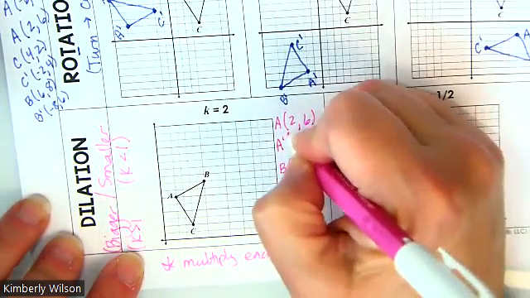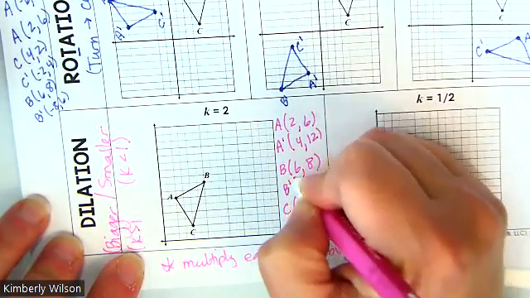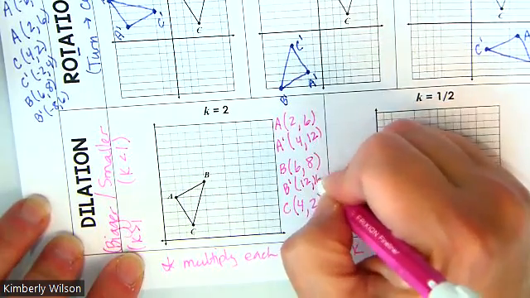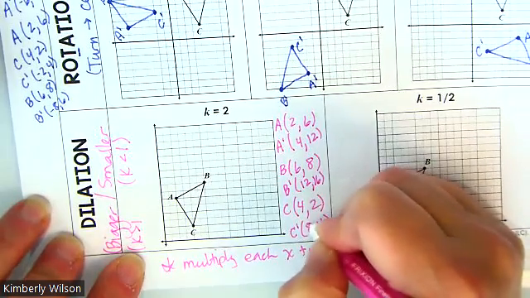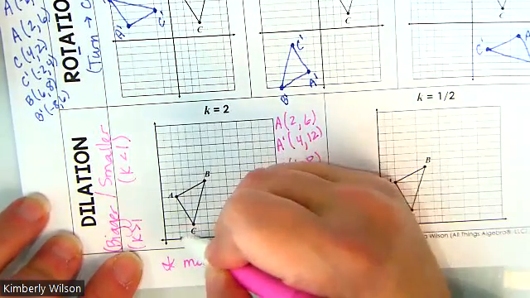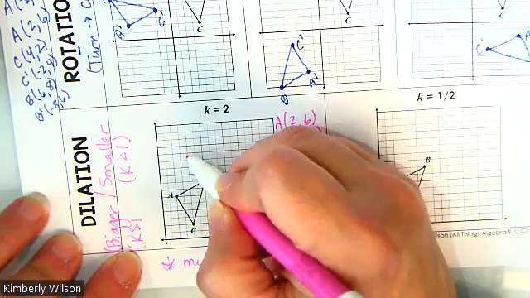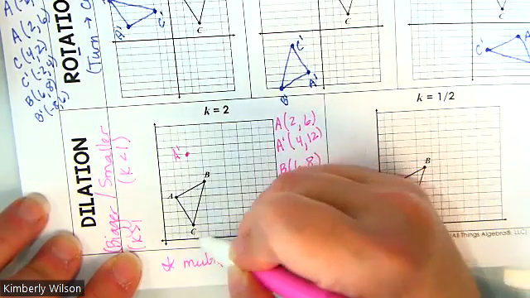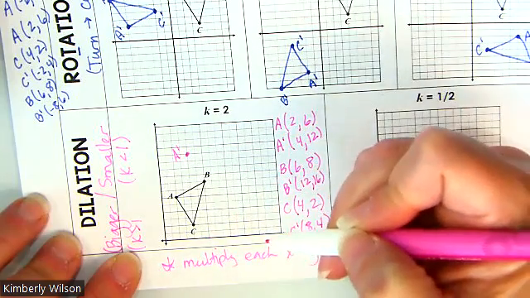So A prime is going to become 4, 12. B prime is going to become 12, 16. C prime is going to become 8, 4. So now let's plot 4, 12, 2, 4, 6, 8, 10, 12. B is 2, 4, 6. No, it's 12.